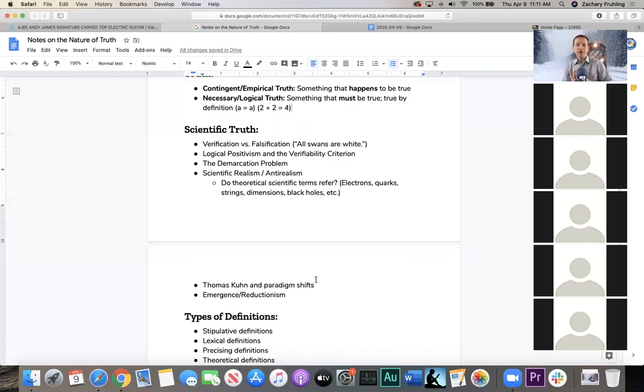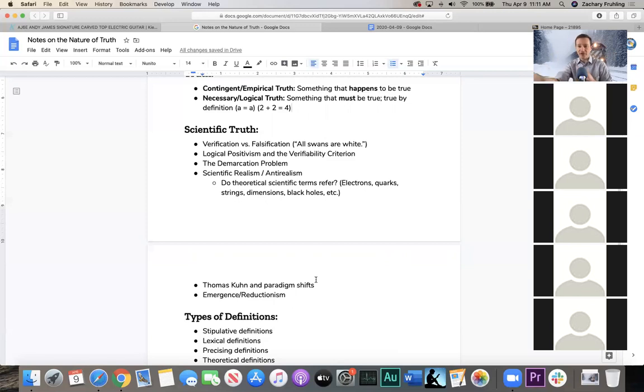So one of the core issues in philosophy of science is the distinction between verification and falsification. In other words, what should science be doing when you set up an experiment to prove something in science, quote unquote, prove something in science? What do you actually do? And there's two things you can basically try to do.